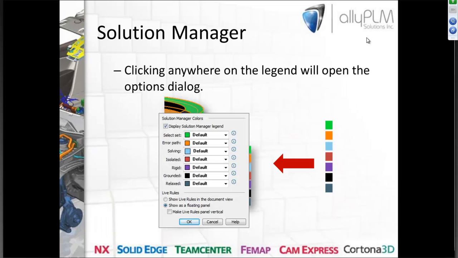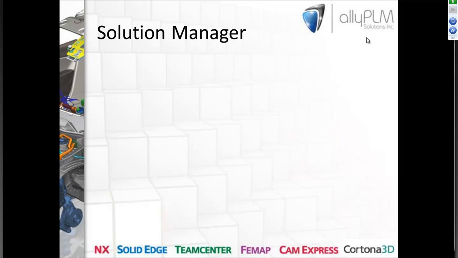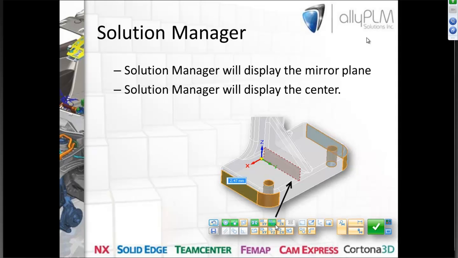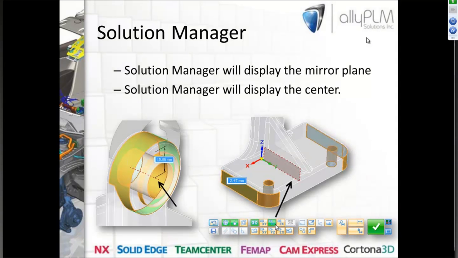If you click anywhere on the legend when it's exposed during the Solution Manager, it'll show the options again. So you can get to the options either from Live Rules itself or from Solution Manager. Solution Manager will display mirror planes and center planes.